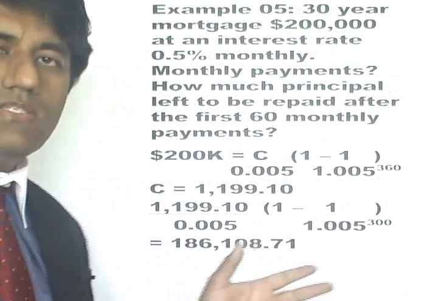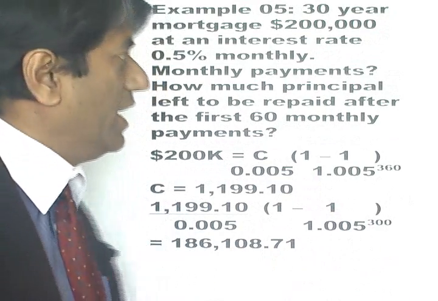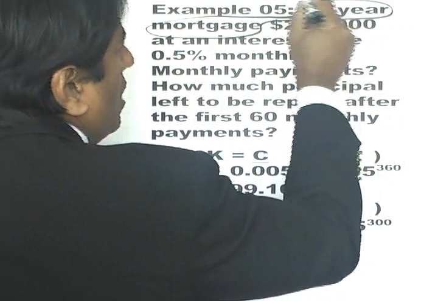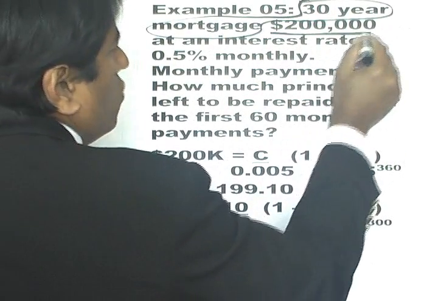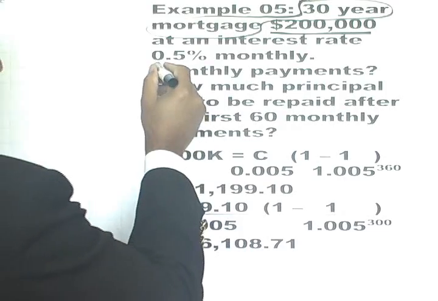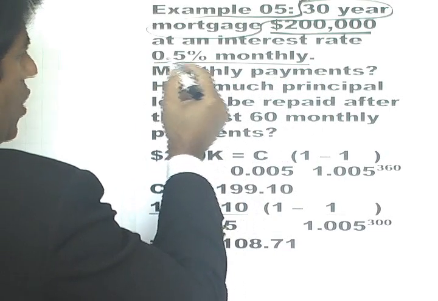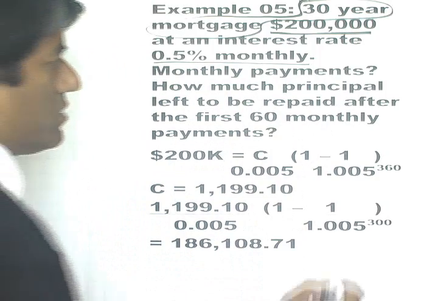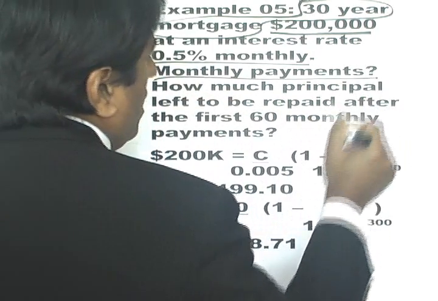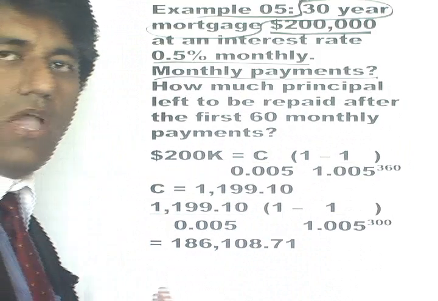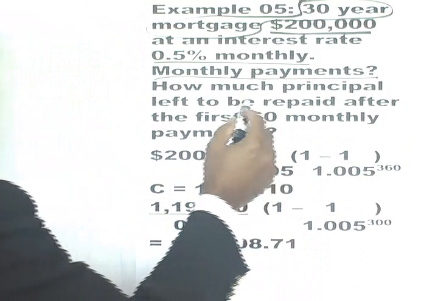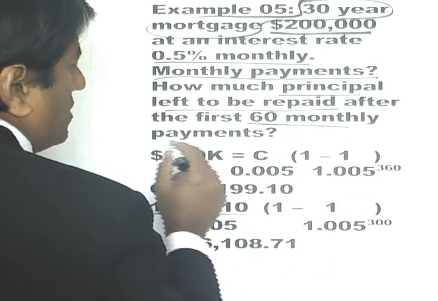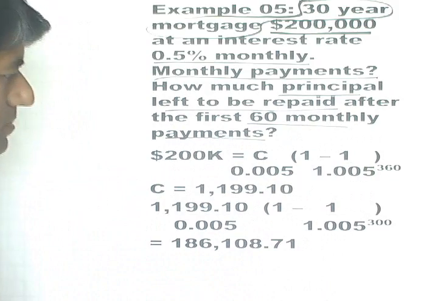So in this question, we again have an annuity, and now it's a 30-year mortgage. The amount borrowed is 200,000, and the interest rate is 5%, 0.5% monthly. And the question first asks you, what are the monthly payments which have to be made to pay off this loan? And secondly, how much principal is left to be repaid after the first 60 monthly payments?